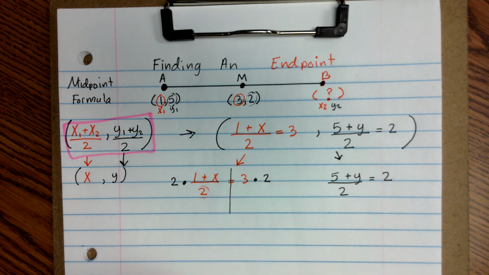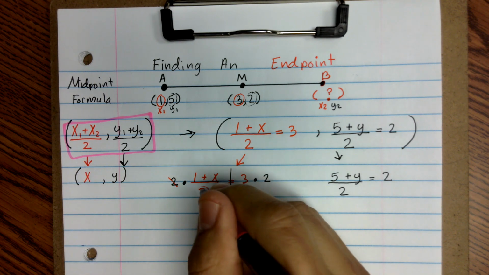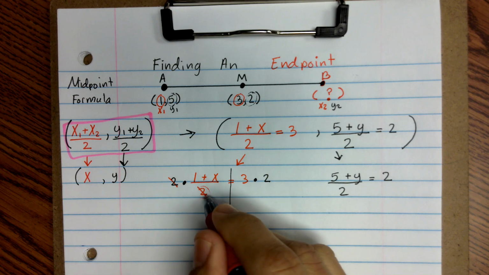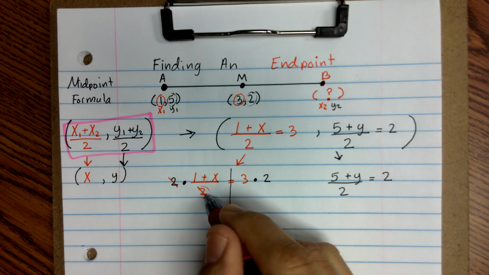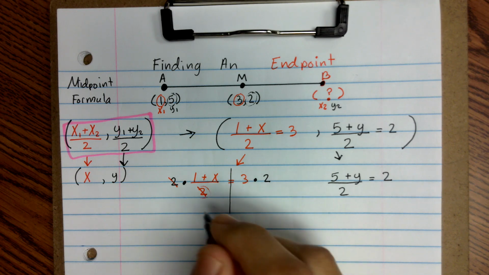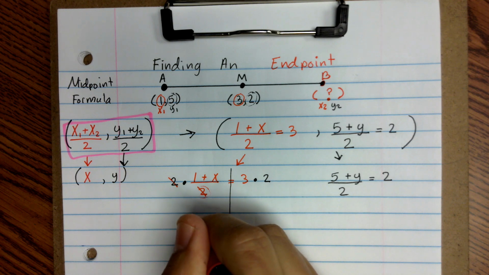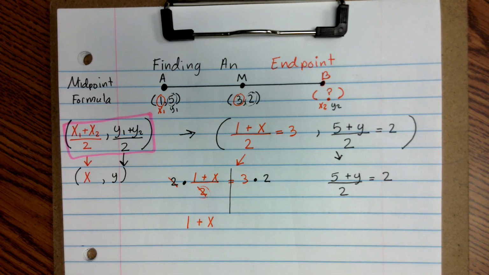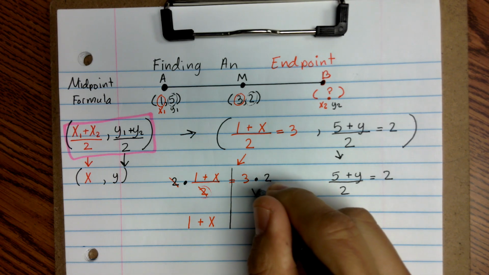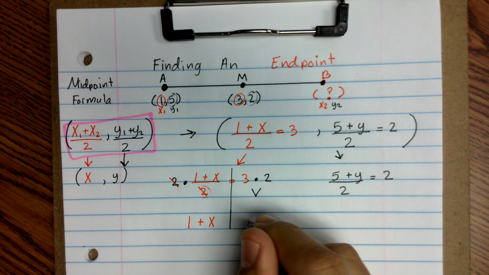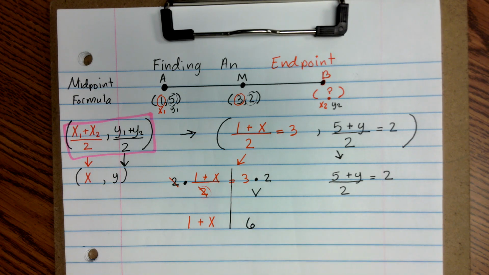Now, if I do that, these 2's, we like to say that they cancel, because anytime I'm multiplying by my denominator, it cancels out the denominator. So since I multiplied by 2 and that is my denominator, I'm simply left with 1 plus X. So I'm going to write that underneath. I've got 1 plus X. I'll extend this line a little more. And then 2 times 3, I'm going to multiply it and write it down here. 2 times 3 is 6. So we're almost done. The next step is I want to take this 1 right here and move it over to the right side of the equation.